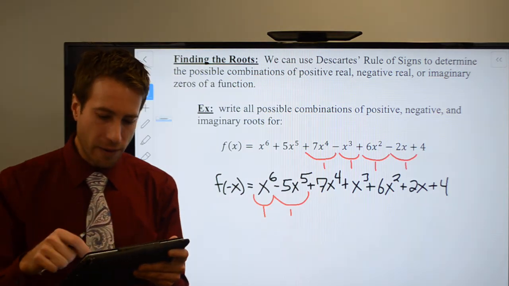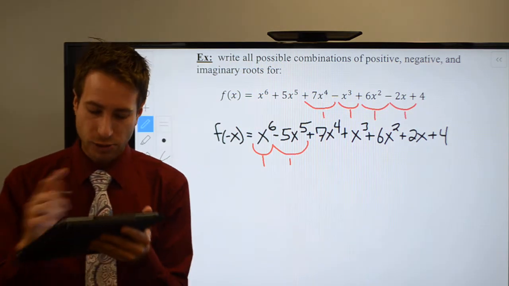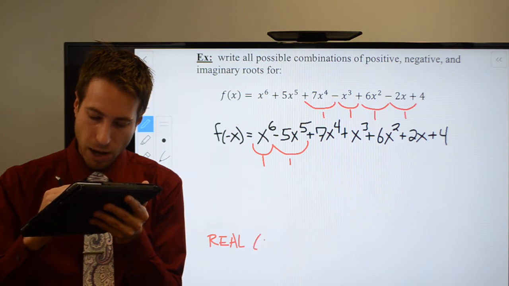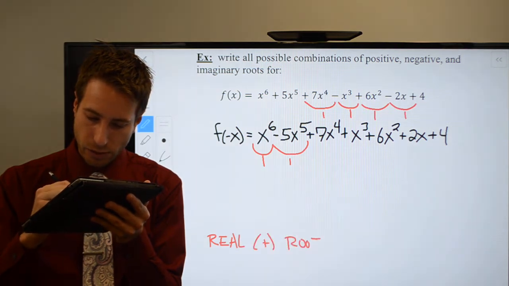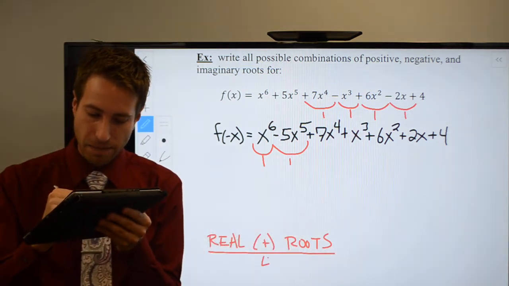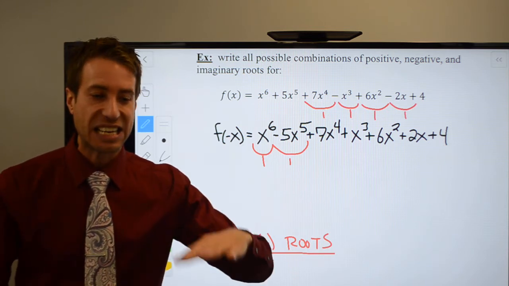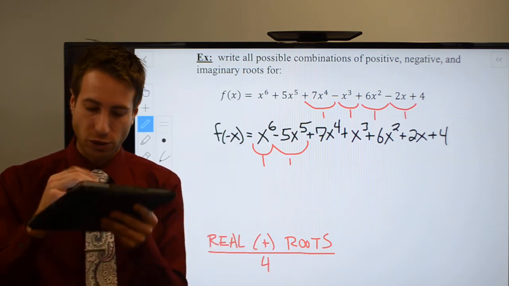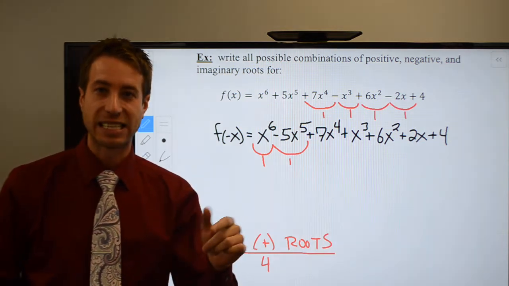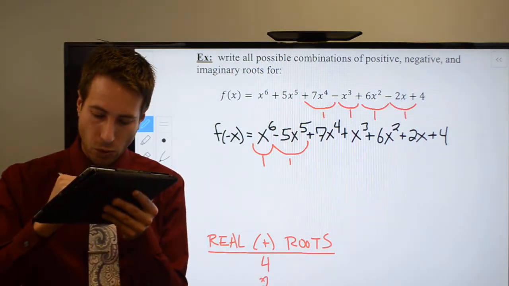All right, and so what we found on the previous page for this example problem was these two tables: the real positive roots were 4, that's the maximum, or less than that by an even amount. Well, that means any even number less than 4. So 4 minus an even number. So that means I could have 2 or 0.